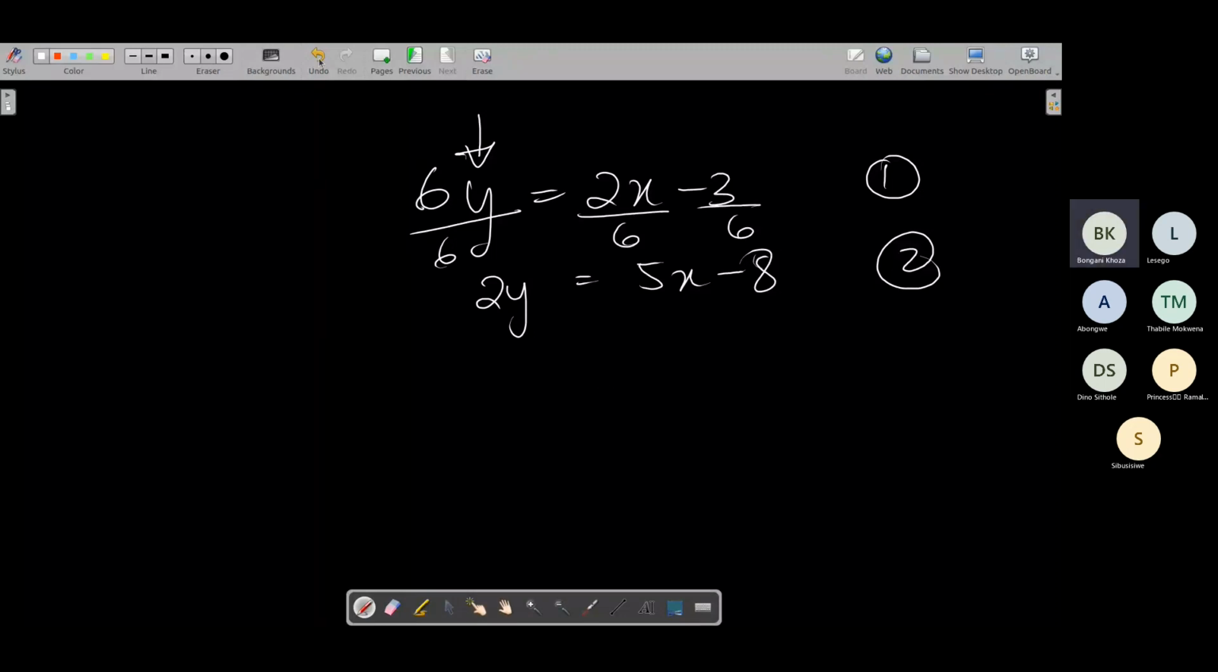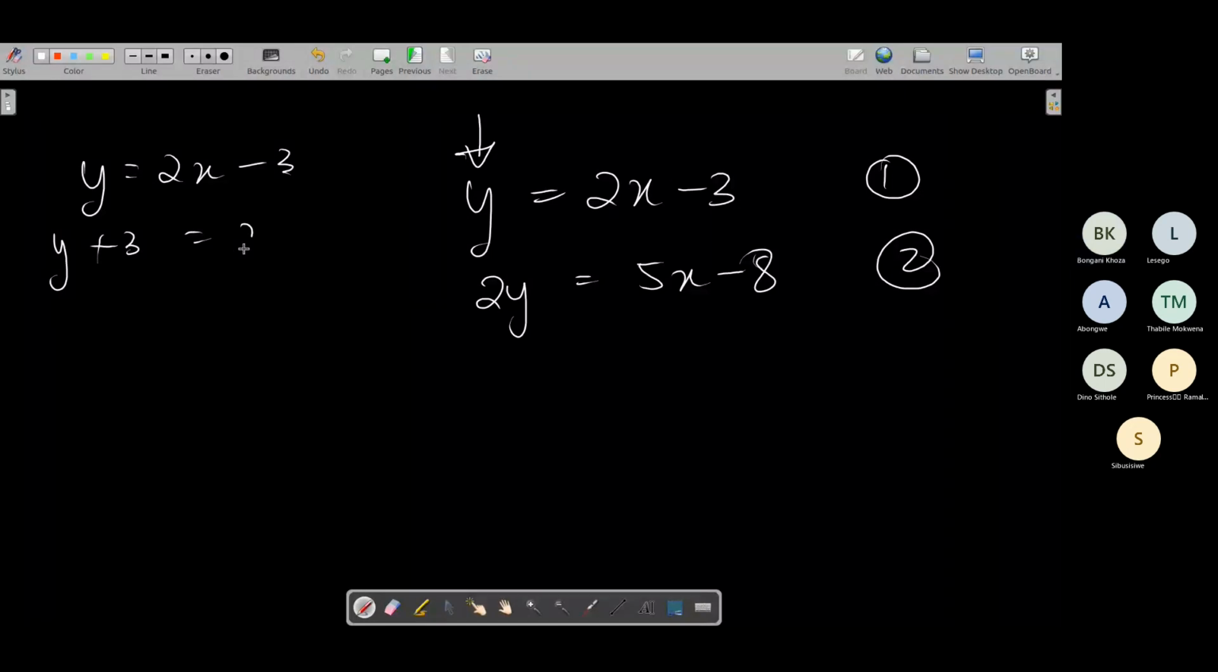Right. If we were trying to go equation 1, make x the subject of the formula, that means we're gonna have y equals 2x minus 3. Add 3 to give y plus 3 equals 2x. We divide by 2, we divide by 2. That means our x is now y plus 3 over 2. But this is now complicating life. Can you see that? So we try to use the simplest method, right?